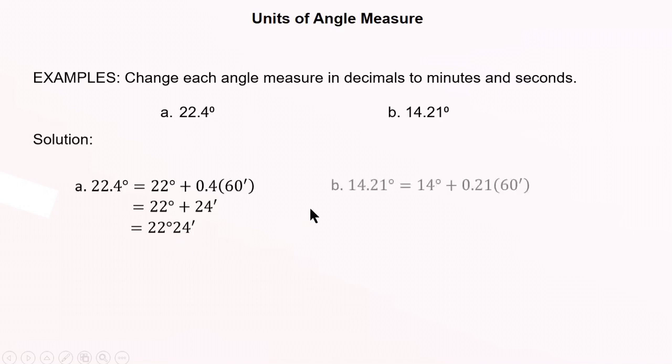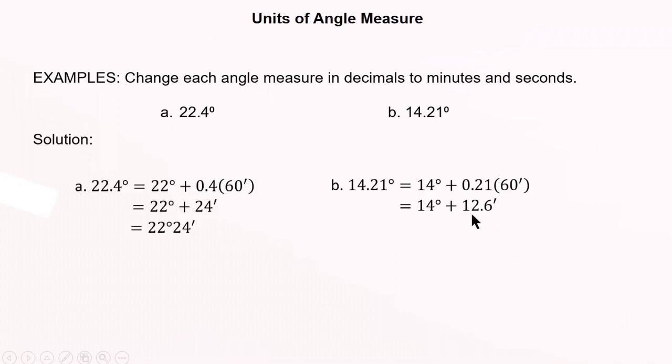For letter B, we also separate 14 from its decimal part and multiply it by 60. We have 14 degrees plus 12.6 minutes. 0.21 times 60 is 12.6 minutes.